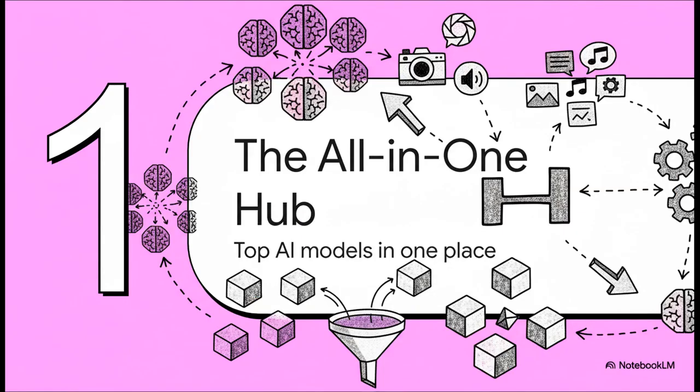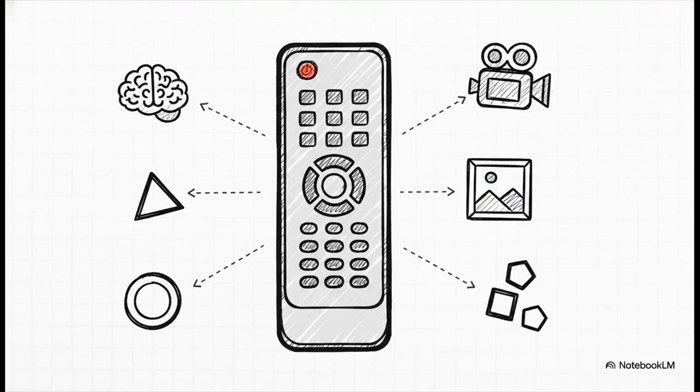All right, first up, the all-in-one AI hub. The big idea here is bringing all the best AI models together in one spot. So Pollo AI's mission is pretty interesting. They're not trying to build every single AI model from the ground up. Nope. Instead, their whole goal is to bring all the best AI video and image models out there into one streamlined platform. It's kind of like a universal remote for AI creation, you know?